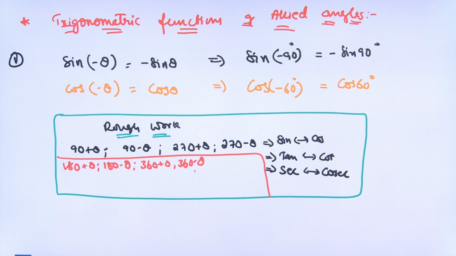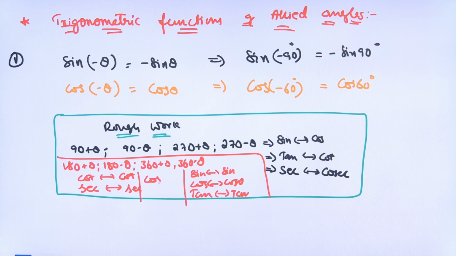Sine will remain sine, cos will remain cos, tan will remain tan, cot will remain cot, exactly the same. Secant will remain secant. Similarly, cosecant will remain cosecant. Getting this point, everyone?